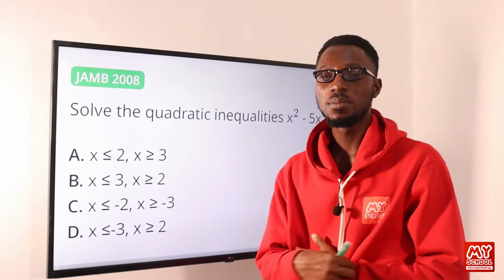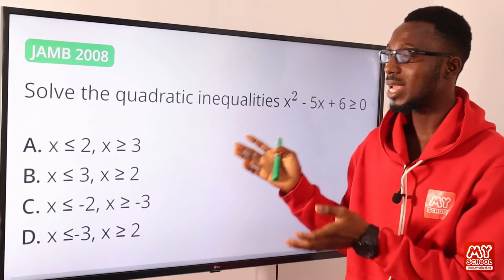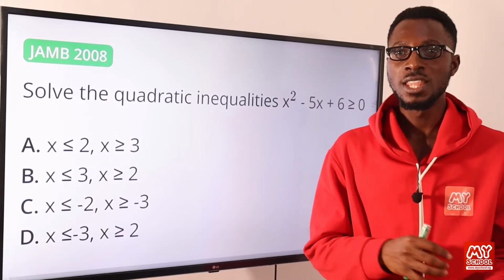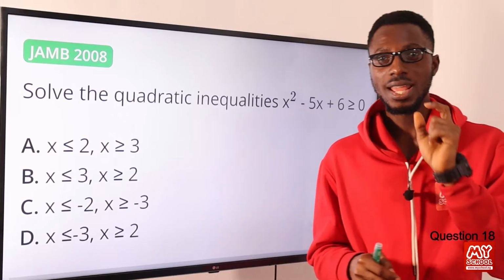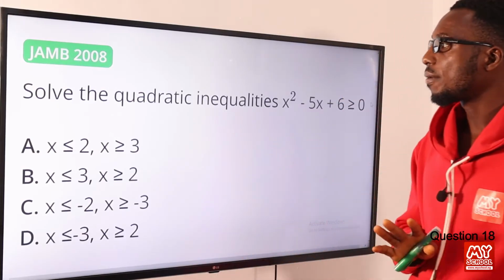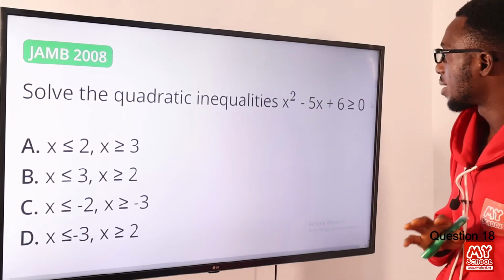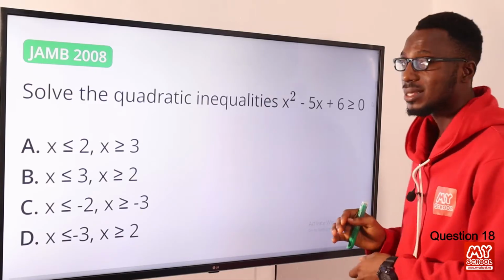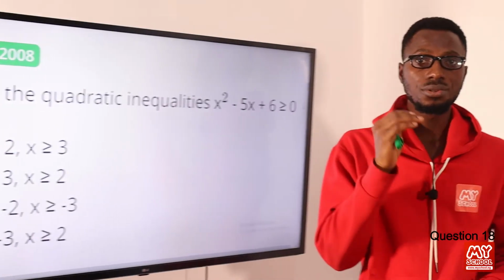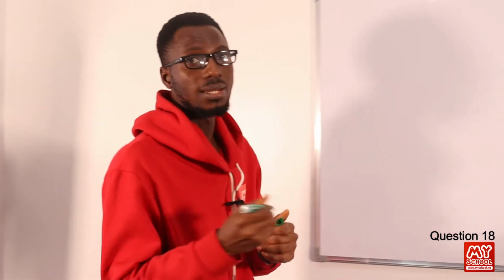Right there, you'll be joining me to solve the questions 18 to 33. So join me as I begin with question 18. Solve the quadratic inequality x squared minus 5x plus 6 is greater than or equal to 0. So let's rewrite the inequality.